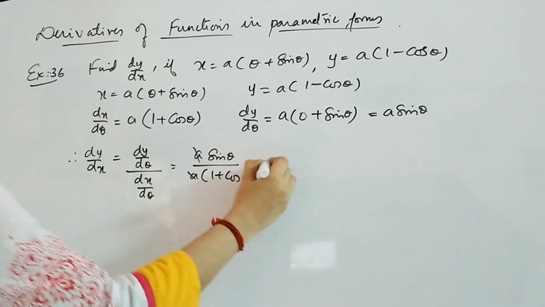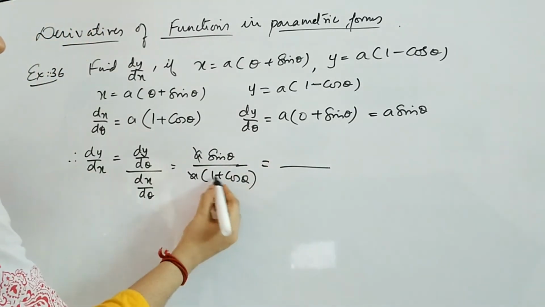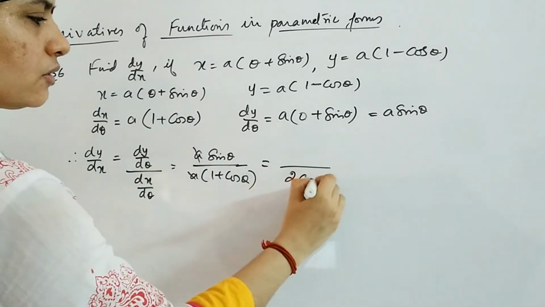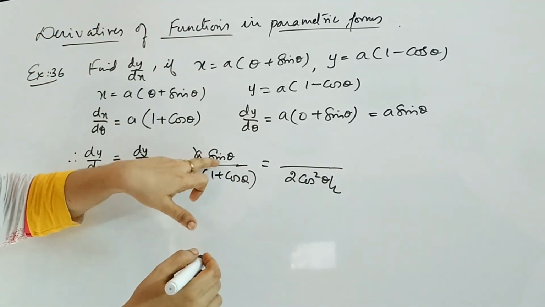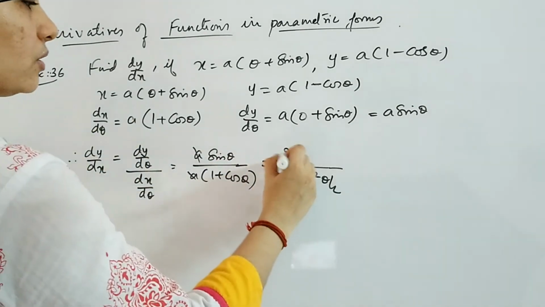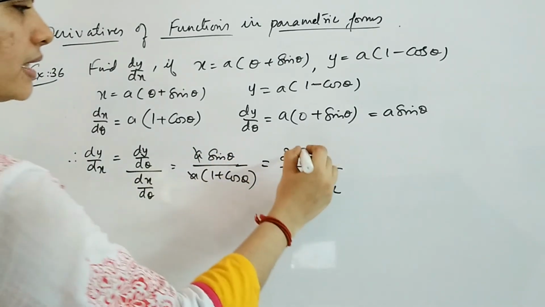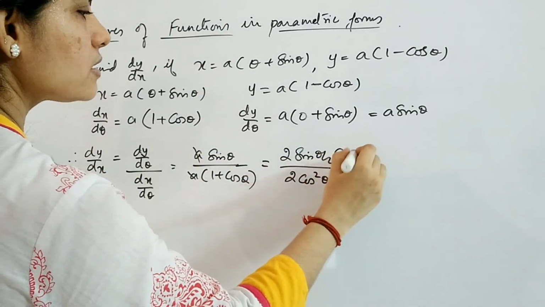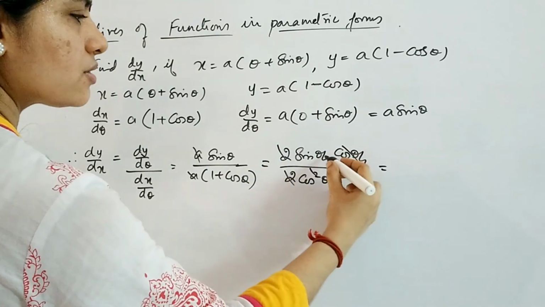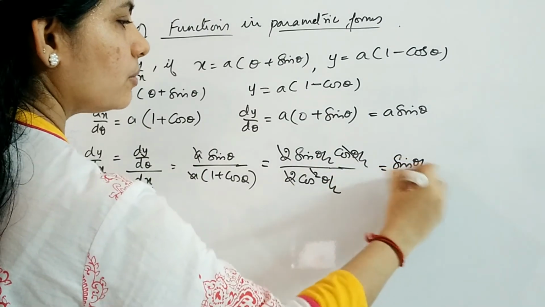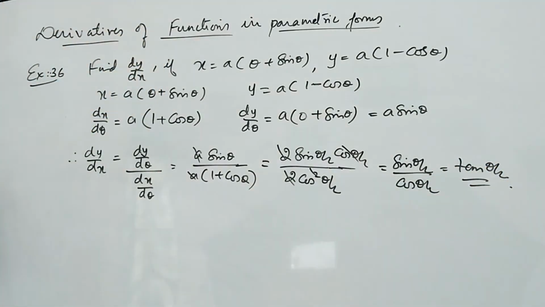A gets cancelled. Now again you can simplify this so that we will get a shorter answer. So 1 plus cos theta is what? 2 cos square theta by 2. In terms of theta by 2 angle, you will get 2 cos square theta by 2. Sin theta can also be converted in terms of theta by 2, as this is sin 2 theta, you will write 2 sin theta by 2 cos theta by 2. So 2 gets cancelled. Cos theta by 2 and cos theta by 2 get cancelled. So you get sin theta by 2 by cos theta by 2, which is tan theta by 2. Okay.